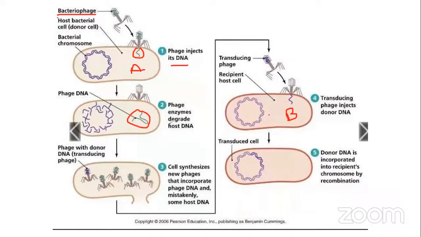Now the phage enzyme degrades the host DNA. Now this is the transduction phase, that means simple. After it breaks into pieces, each piece of the bacterial genome acts as a template for the formation of RNA strand. After RNA formation, on the RNA, proteins are formed.